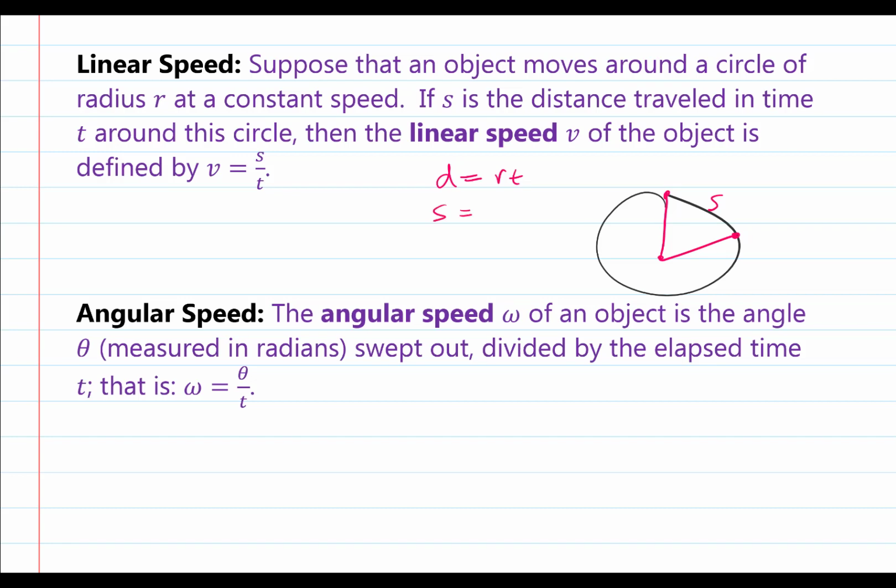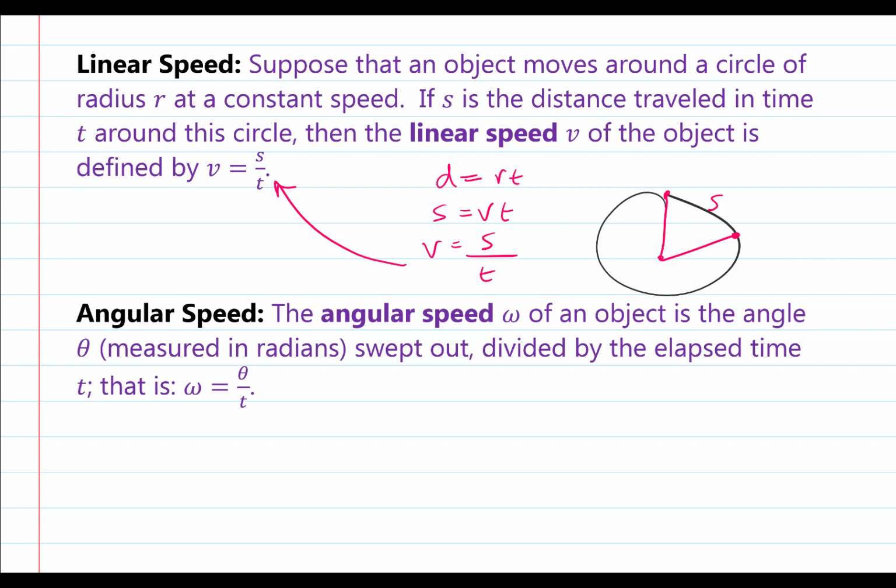Instead of using r for rate, we're going to call it v for velocity. And then finally, we still use t as a unit of time. We are now going to solve this for v, and so we get v is equal to s, the arc length, over a unit of time. That is the formula that we're going to use to find linear speed. Now I'll read it. Suppose that an object moves around a circle of radius r at a constant speed. If s is the distance traveled in time t around the circle, then the linear speed v of the object is defined by v equals s over t.